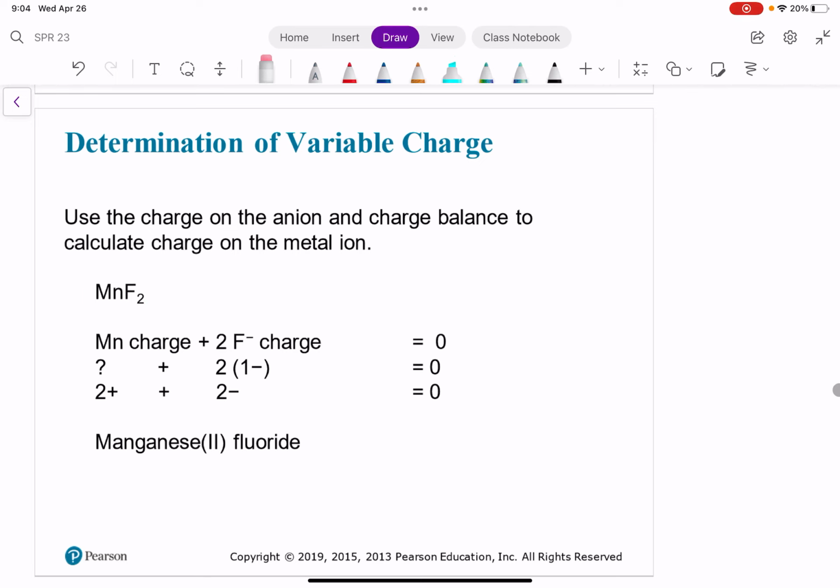If it wasn't neutral, and you will see this in just a little bit, you would see a charge somewhere outside of that compound. We'll talk about that in a little bit. But because you don't see anything, we assume it's neutral. And it is. So now we know we have to have a 2+ charge on that manganese, so that now we know what Roman numeral we'll need to use. Okay?